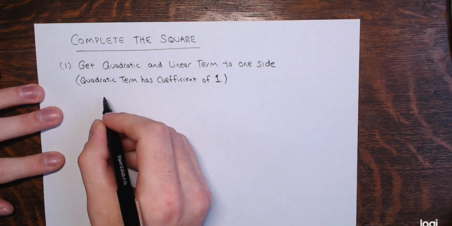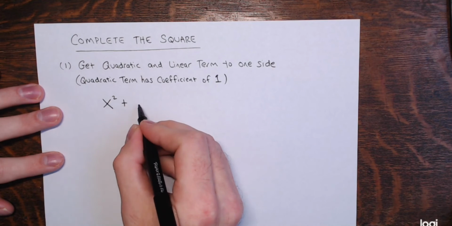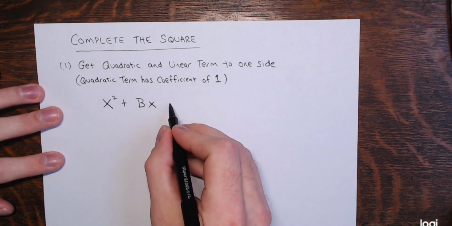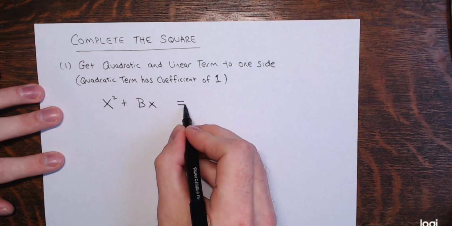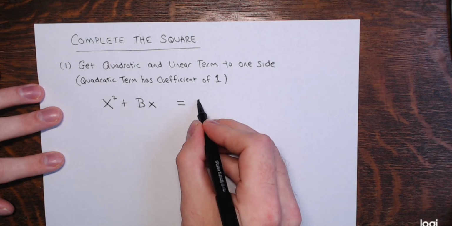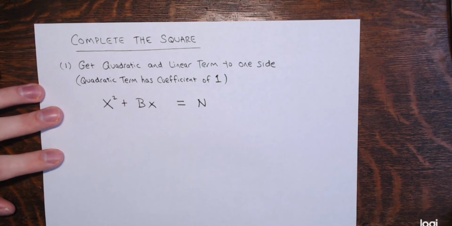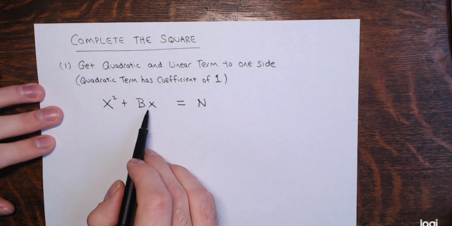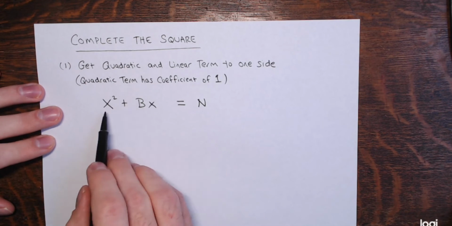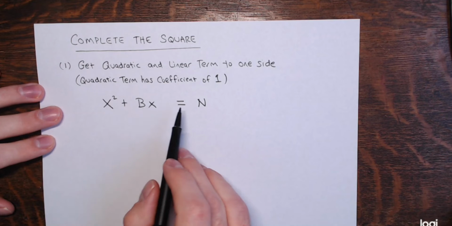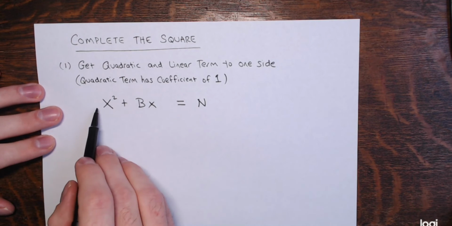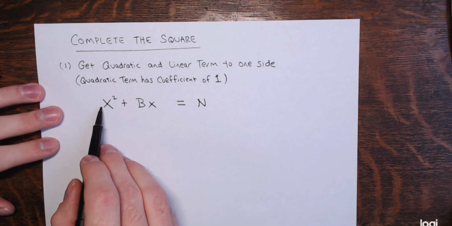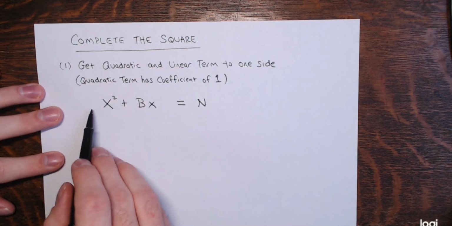So that would be like this: x squared plus some number b times x to the first, and then take everything else to the other side equals, again, some number. I'll just put n for number over here. So the quadratic term and the linear term, get everything with x squared and x on one side, just all the numbers on the other side, and make sure the quadratic term has a coefficient of 1. If it doesn't have a coefficient of 1, just divide everything by that. Easy.